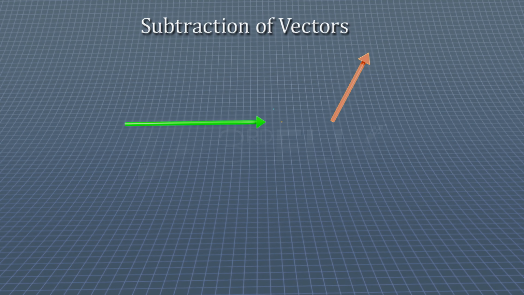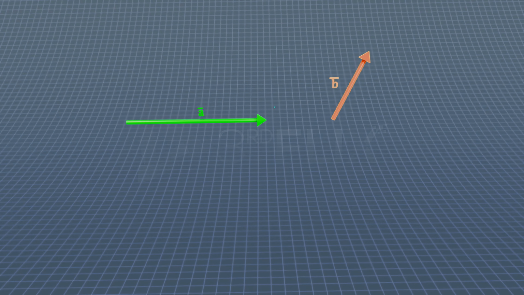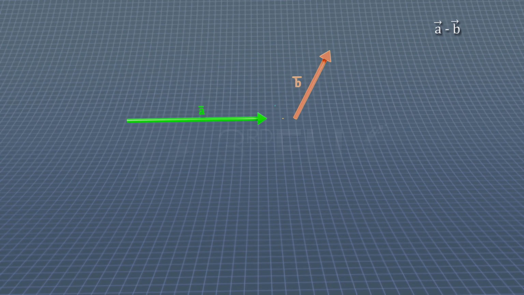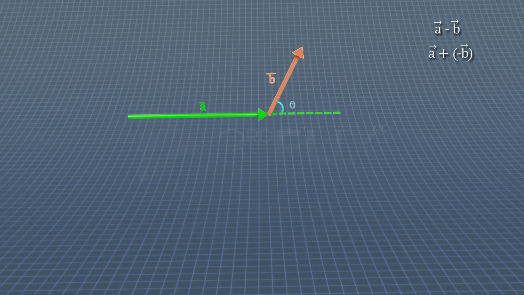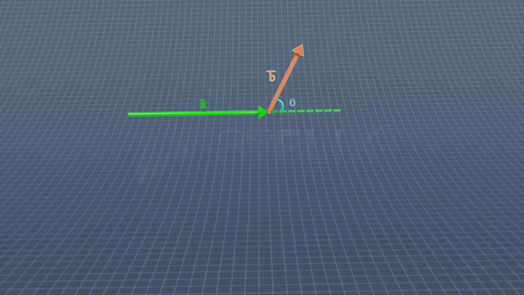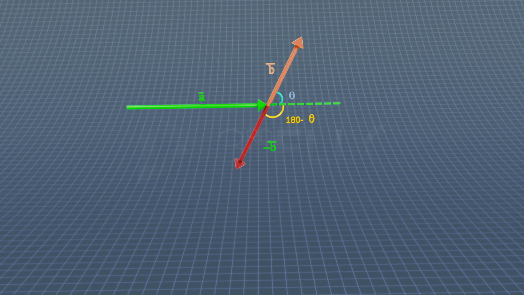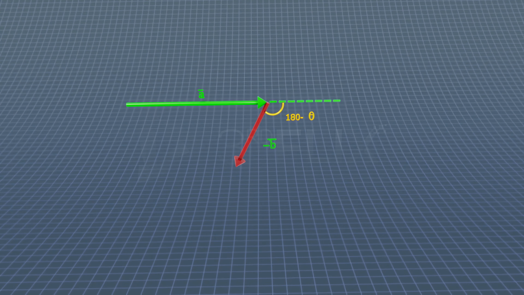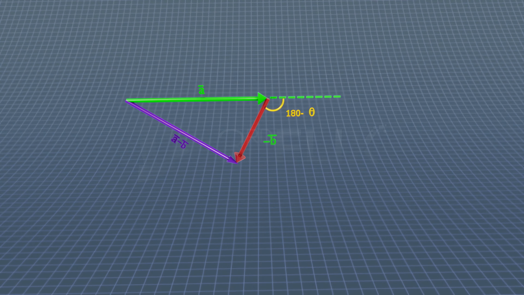Let us look at subtraction of two vectors. Consider a bar and b bar. Let us subtract b bar from a bar. This can be written as a bar plus minus b bar. From our earlier discussion, minus b bar is a reverse vector of b bar. Now, we can add them using either triangle rule or parallelogram rule.